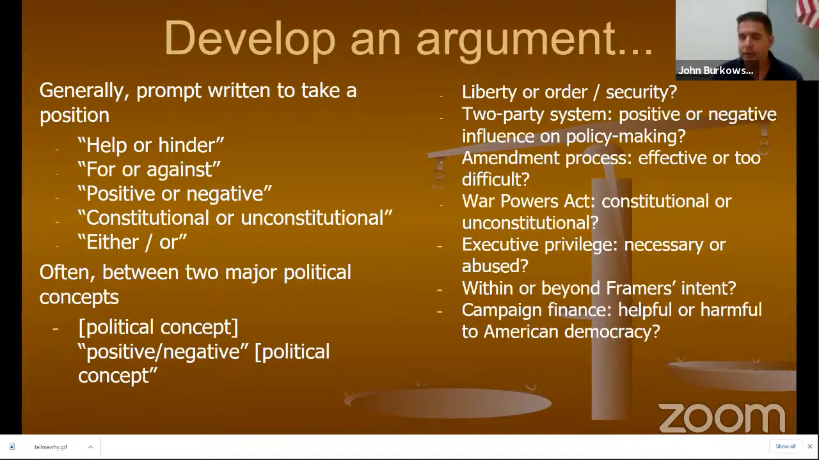Real quick, in regards to the Constitution, should you specifically cite the article number? Not necessarily. It would be nice. It would be really impressive.